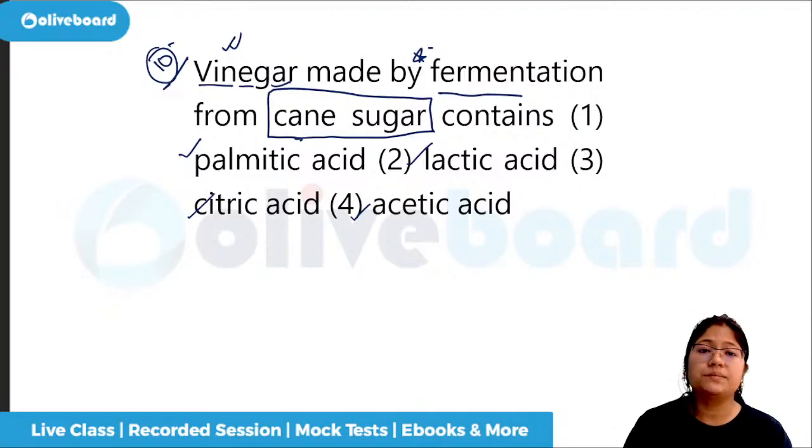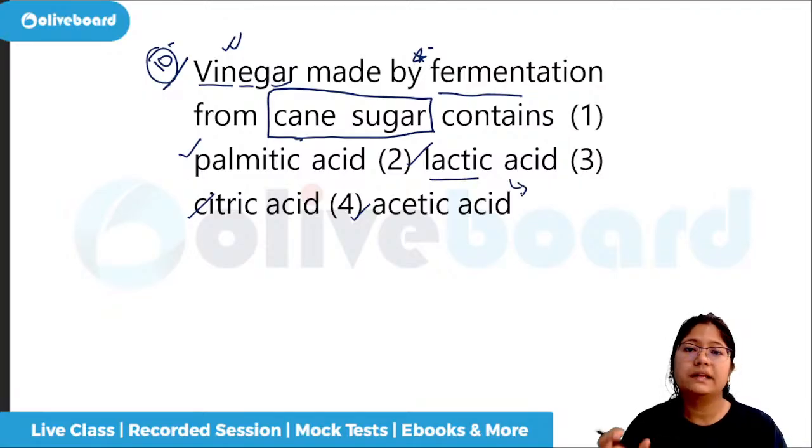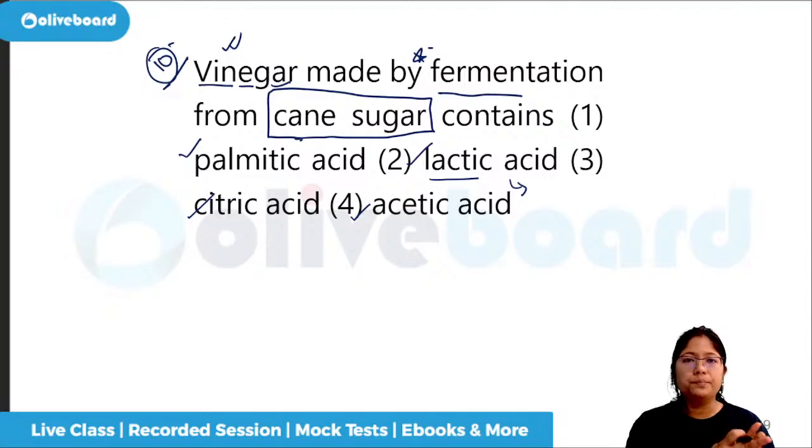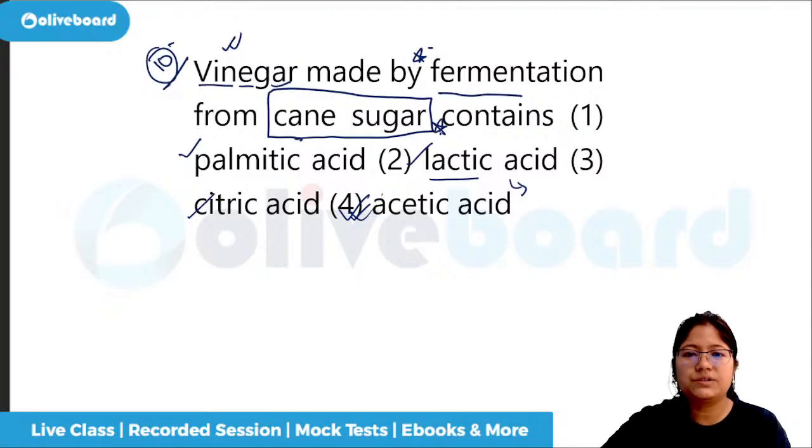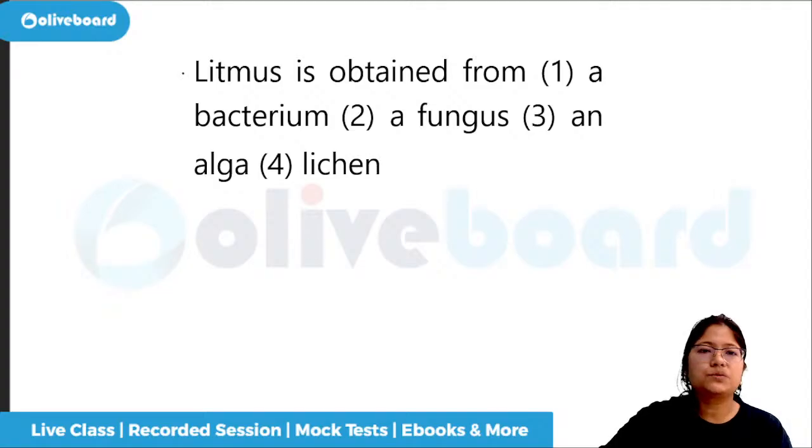So as we have discussed multiple times, lactic acid means we have to consider lactose and milk elements. The one which converts milk to curd, by the lactobacillus, of course, that is your lactic acid. Now citric acid, we have already discussed, is found in citrus fruits. And in acetic acid, we know that vinegar by fermenting from cane sugar contains what? It contains acetic acid. Let us come to the next question.